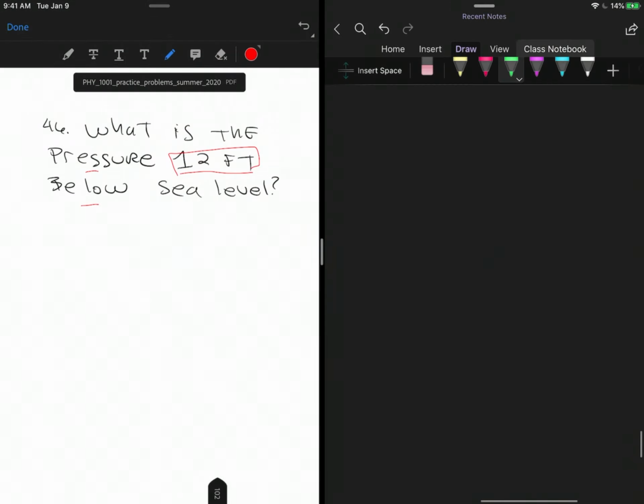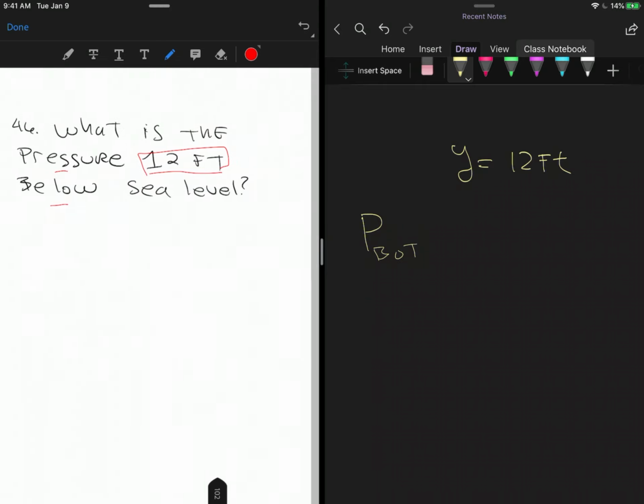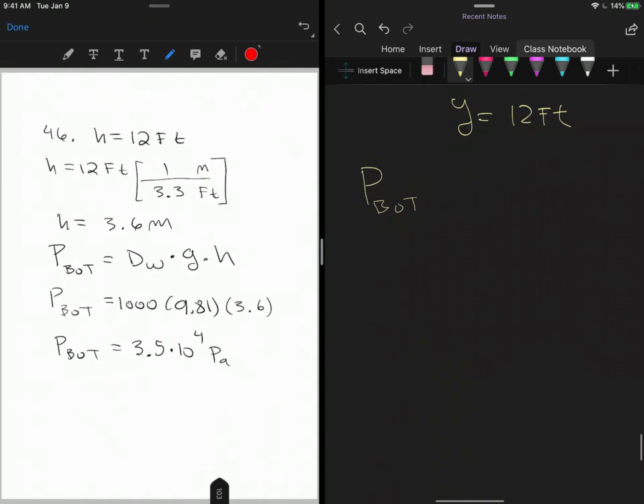So let's write down what we're given. We're given a height. Let's just call that H, or let's go ahead and call it Y, 12 feet. And we're trying to find the pressure at the bottom of the ocean. The picture looks like this: this is the ocean here, the surface of the ocean. We're trying to find the pressure down here.